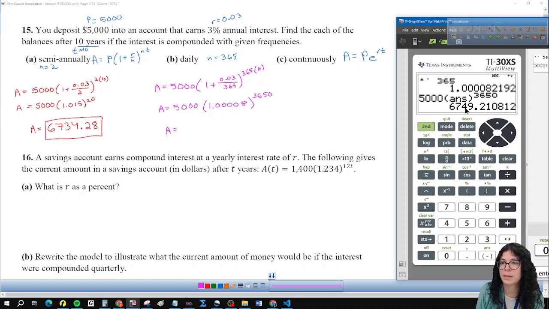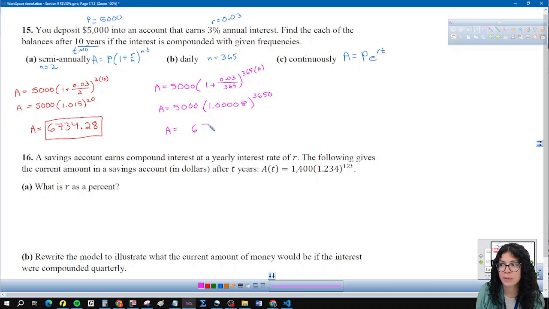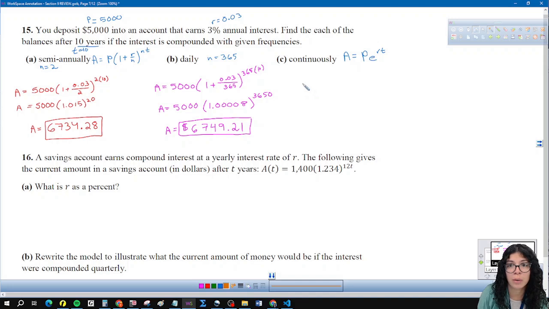Okay, so that was 6,749 and 21 cents. So notice that we actually get some more money when we compound more frequently. Keeping the same amount of money in the same kind of account with the same rate, and just changing how much we're compounding. So by this, it would make sense that the continuously should be a little bit more, right?